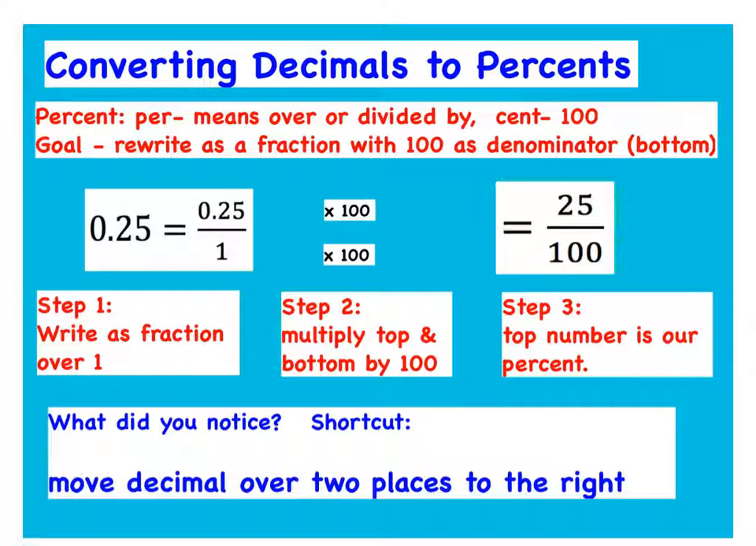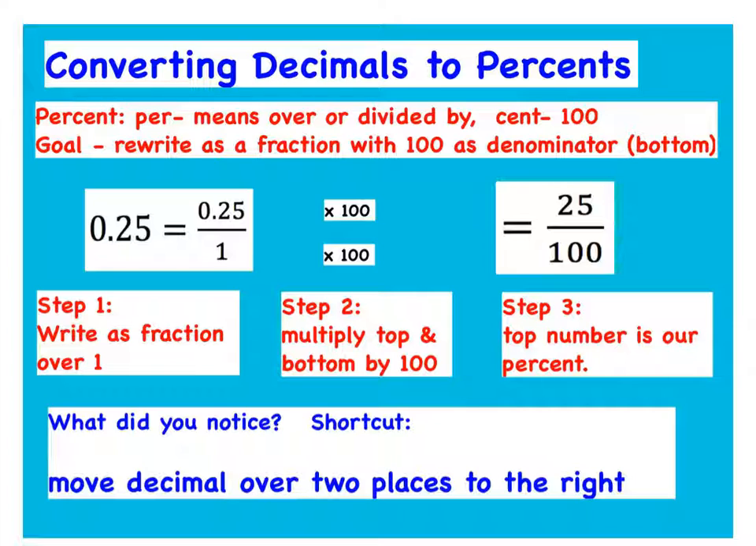All right, if we want to take a decimal and convert it to a percent, we first want to remember, if we're breaking apart the word percent, per means over or divided by, and cent means 100. Think about 100 cents in a dollar. So we want to write it as a fraction with 100 as a denominator, something per 100.